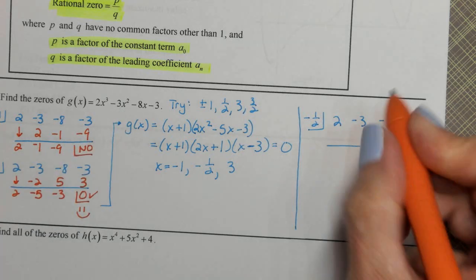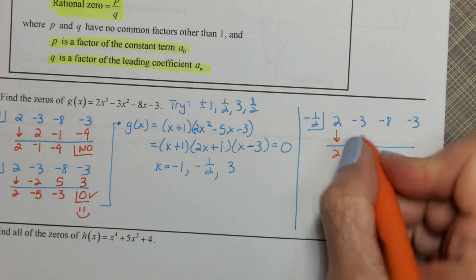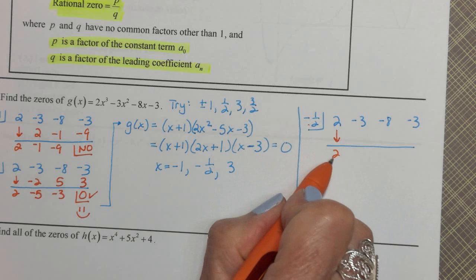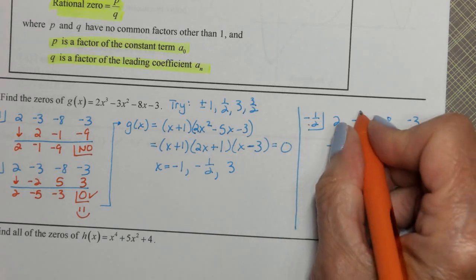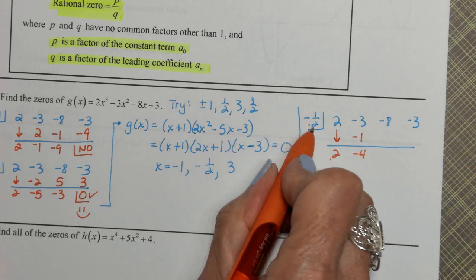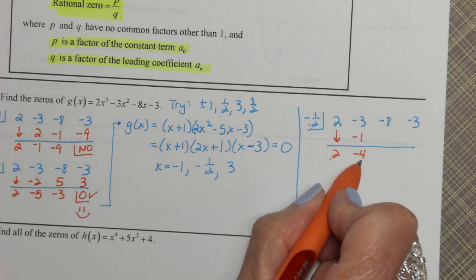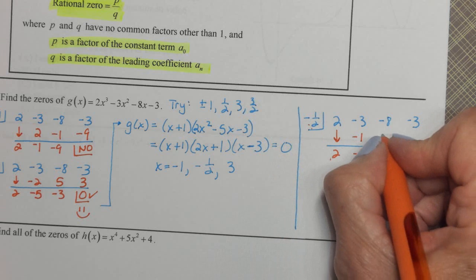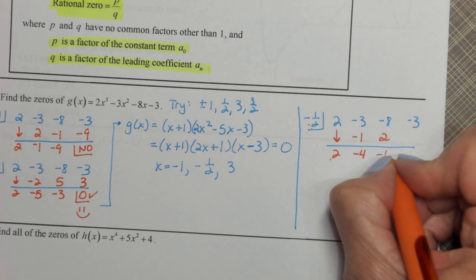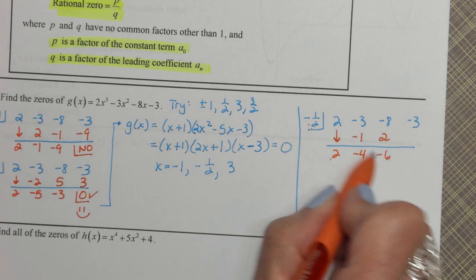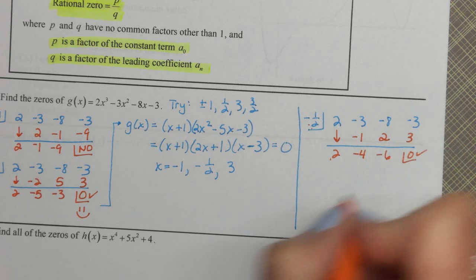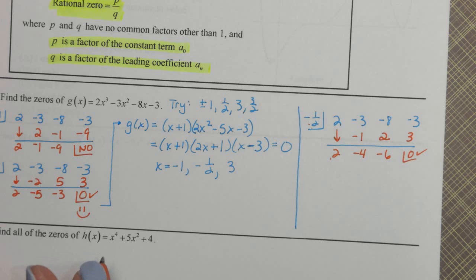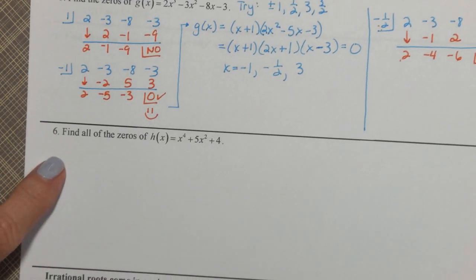Okay, we would bring down the 2. Half of 2 is 1, so this will be a negative 1. Add half of 4 is 2, and it'll be a positive 2. Add half of 6 is 3. This will be a positive 3. And sure enough, we confirm that that is a 0. Okay? All right. Number 6.